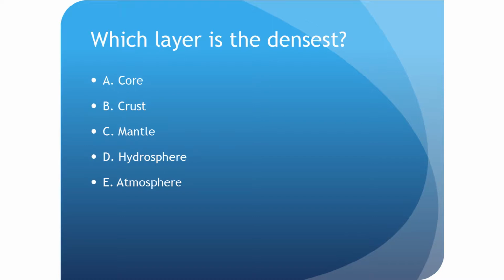Which layer is the densest? Same choices. A, core. Which layer do we live on? B, crust. Hopefully none of those threw you for a loop. They were pretty basic. Let's move on to objective number 4.